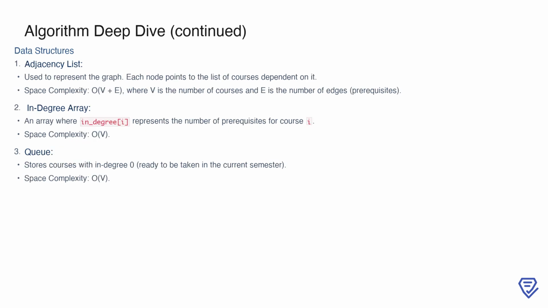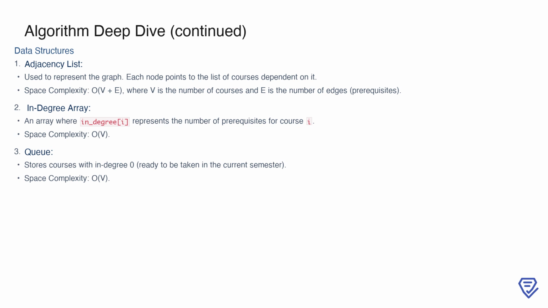To implement this algorithm, we rely on three primary data structures. First, the adjacency list represents the graph, where each course points to the list of courses that depend on it. This structure is both space-efficient and easy to traverse, with a complexity of O(V + E), where V is the number of courses and E is the number of prerequisites.